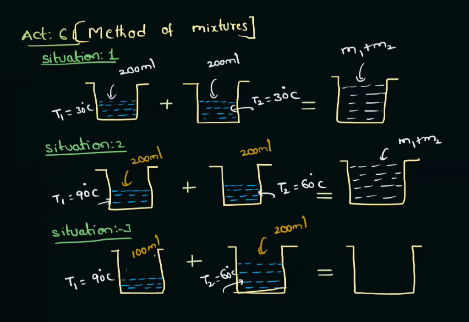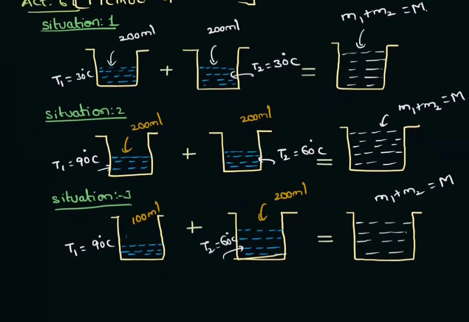Next, the third situation you can see. It's the first 100 ml at 90 degrees, and 200 ml at 60 degrees. If you mix them in a container, in a vessel, what is going to be the mass? It's M1 plus M2. That's common. I'm going to take it as the total mass, that is capital M. Then what is the heat transfer taking place between the cold fluid and hot fluid? Whenever we mix these two, what is happening? That should be understood. For that understanding, we are going to see one case.